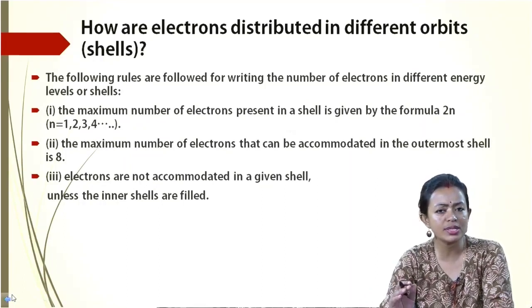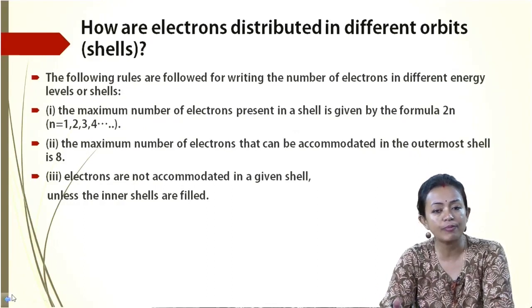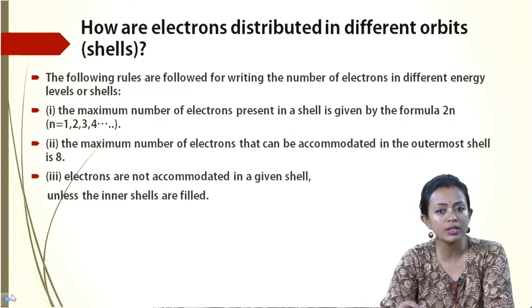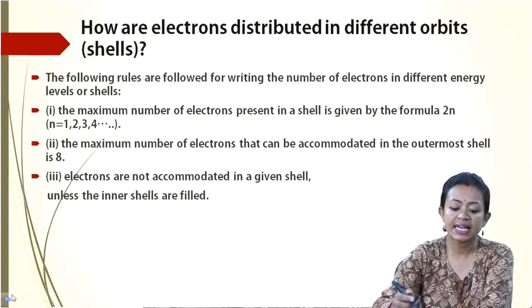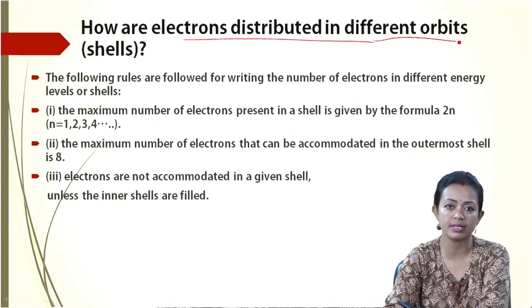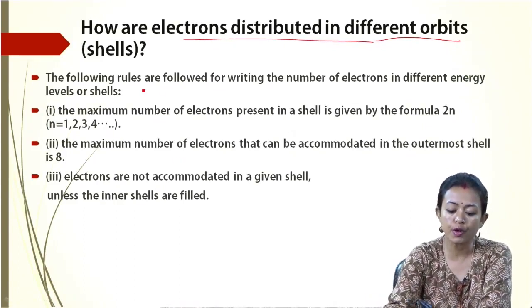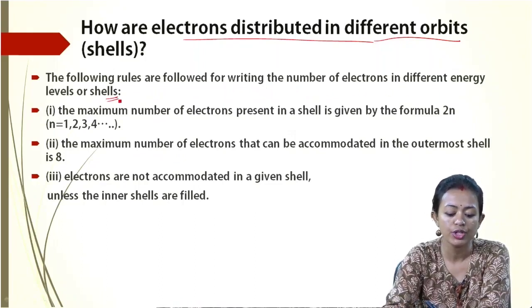Now, there was an interesting question: how many electrons would be there in each of these energy levels? What is the possibility? Will all the electrons be in the same level? Can they jump from one level to the other? So this question really was put forward by different scientists and thought about. Ultimately, the actual distribution of electrons in different orbits was formulated. The following rules are followed for writing the number of electrons in different energy levels or shells.